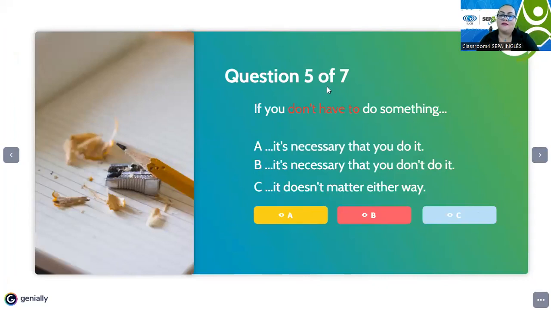Question 5 of 7. If you don't have to do something, letter A, it's necessary that you do it. Letter B, it's necessary that you don't do it. Letter C, it doesn't matter either way. What do you think? A, B, or C?